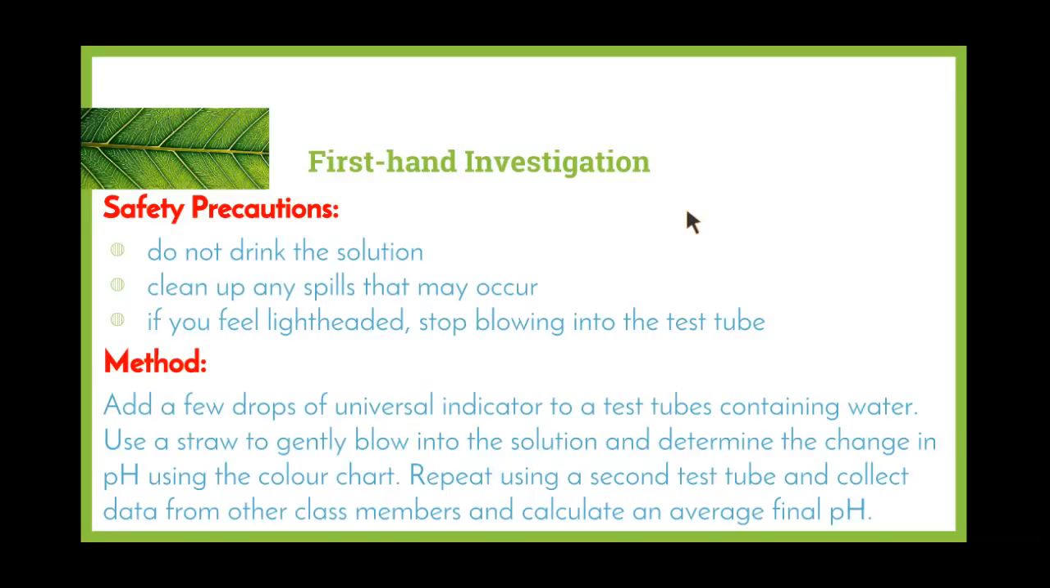With the method, you'll simply be adding a few drops of universal indicator to a test tube containing water. Use a straw to gently blow into the solution and determine the change in pH using the color chart. Once you've put the universal indicator into the water, write down the initial pH, blow into the water using a straw, and then write down the pH as the investigation continues. You will then repeat using a second test tube and collect data from another class member and find the final pH.